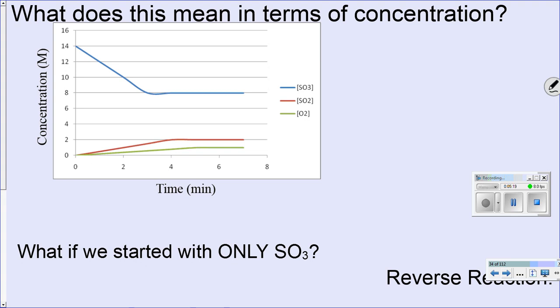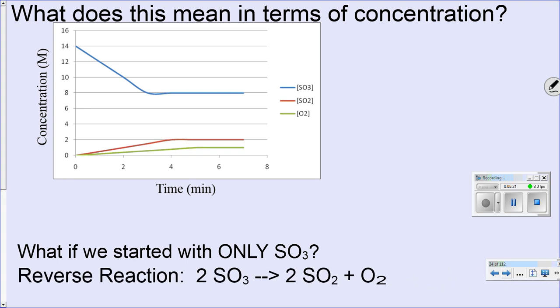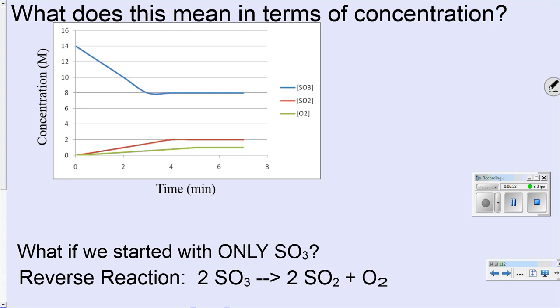If we ran this starting with just SO3 in this reverse system, we begin with this SO3 breaking down and making SO2 and O2, which we see we're starting with 0 of each of those down here. The SO3 is going to start turning into SO2 and O2, and then SO2 and O2 might react to make SO3, but what's important to realize here is we're looking at the same system with the same conditions.